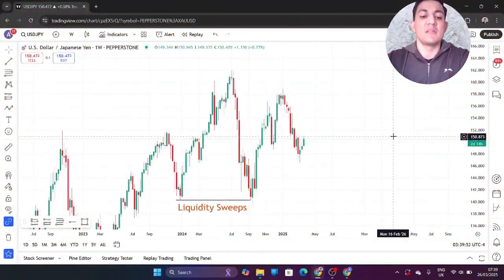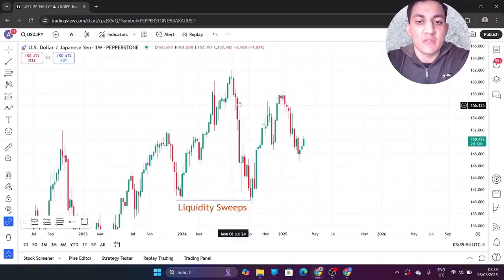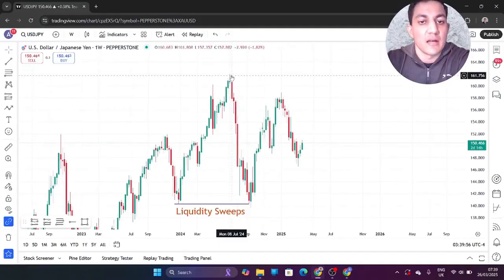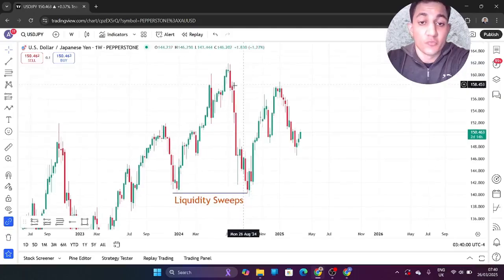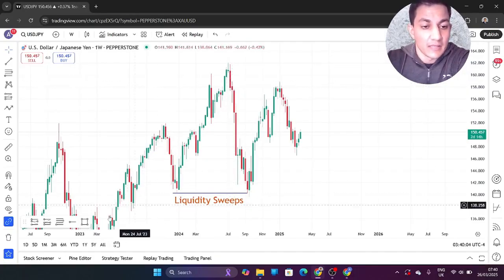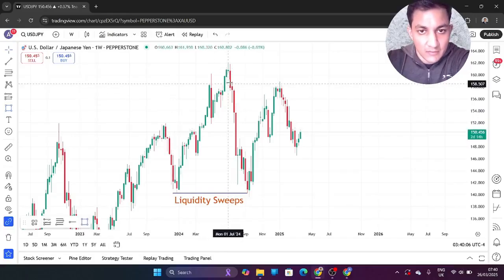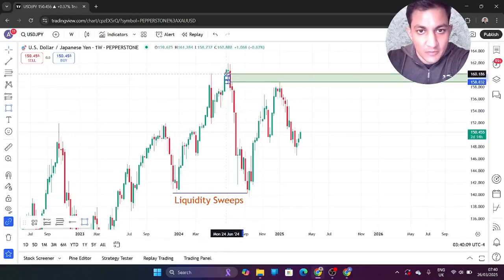Now that liquidity has been swept at this low here, the next thing we do is we study this high here, right? Has the liquidity been taken here? No, right? And this is really, really important right here. Here is a fair value gap, right? It's a bearish fair value gap. And let's mark this out like this. This is our bearish fair value gap.